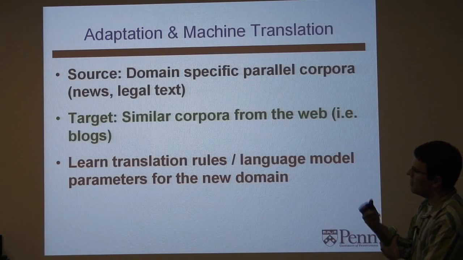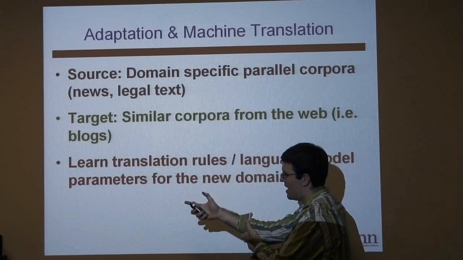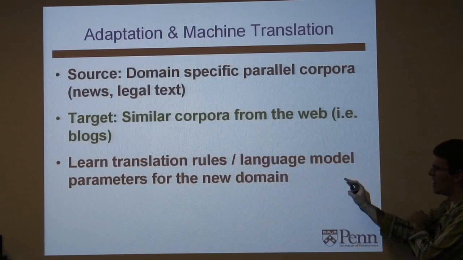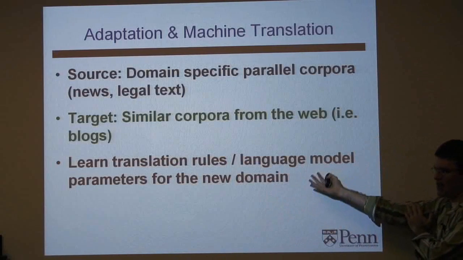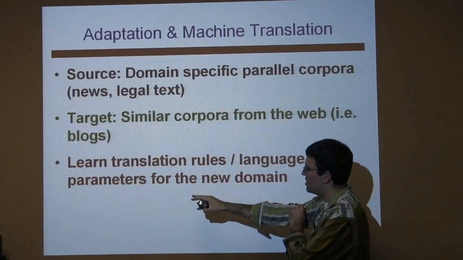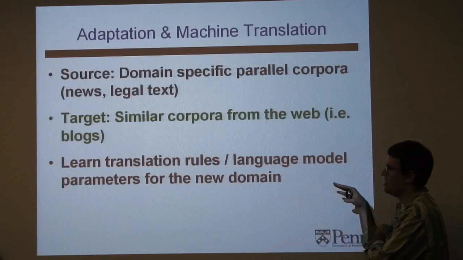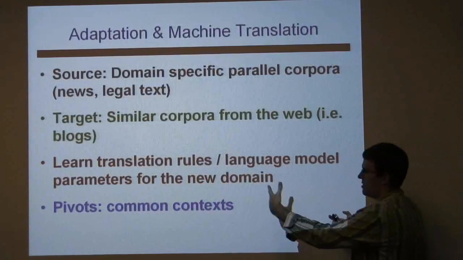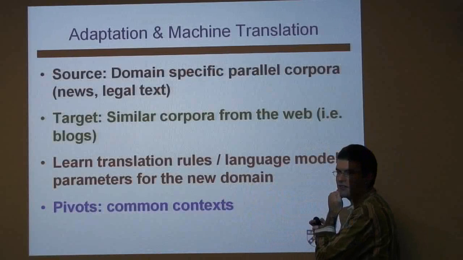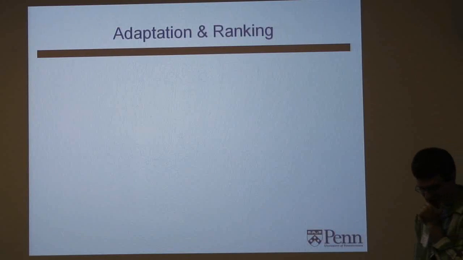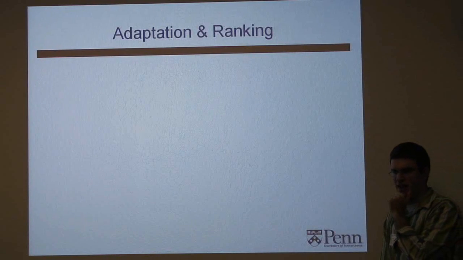I could envision exploiting it in two ways, and we can talk about the specifics offline. Basically, you can obviously adapt a language model, and people have worked on this. But you could also conceive of learning new translation rules based on similar contexts to the source data that you have.